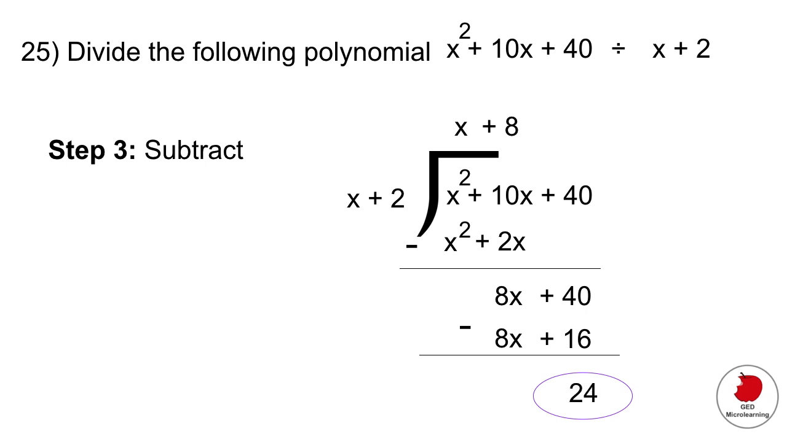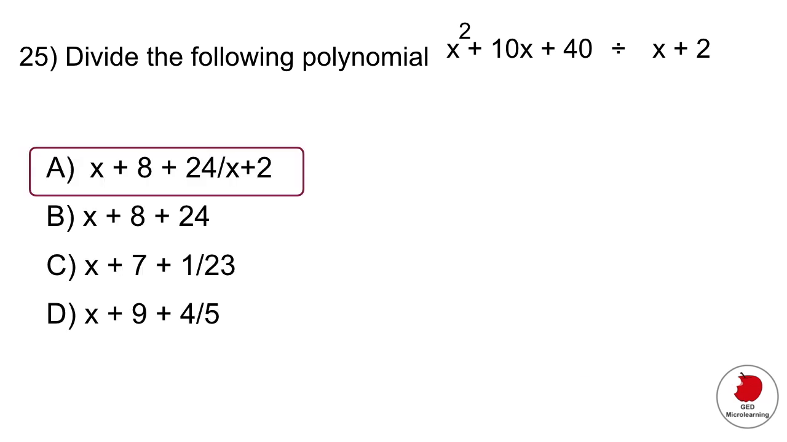Okay, so you can see that this division is not neat, so we have a remainder. And when you write your response, it would be x plus 8, which is the number on top of the division, and then the remainder is going to be a fraction. It's going to be 24 over x plus 2, which is the number that you were dividing by. Okay, so your final answer is A.